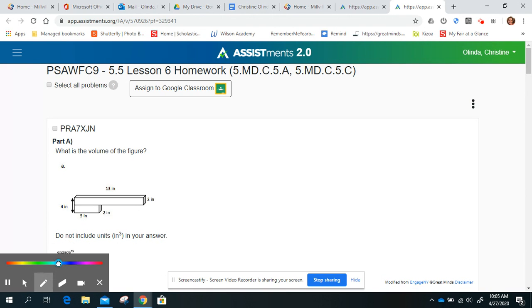I had to go in a different way because I messed up on the first one, but this will be okay. So it says, what is the volume of the figure? And if you watched Mrs. Crowe's math videos, you know that you have to find the volume of each figure and then add them together.